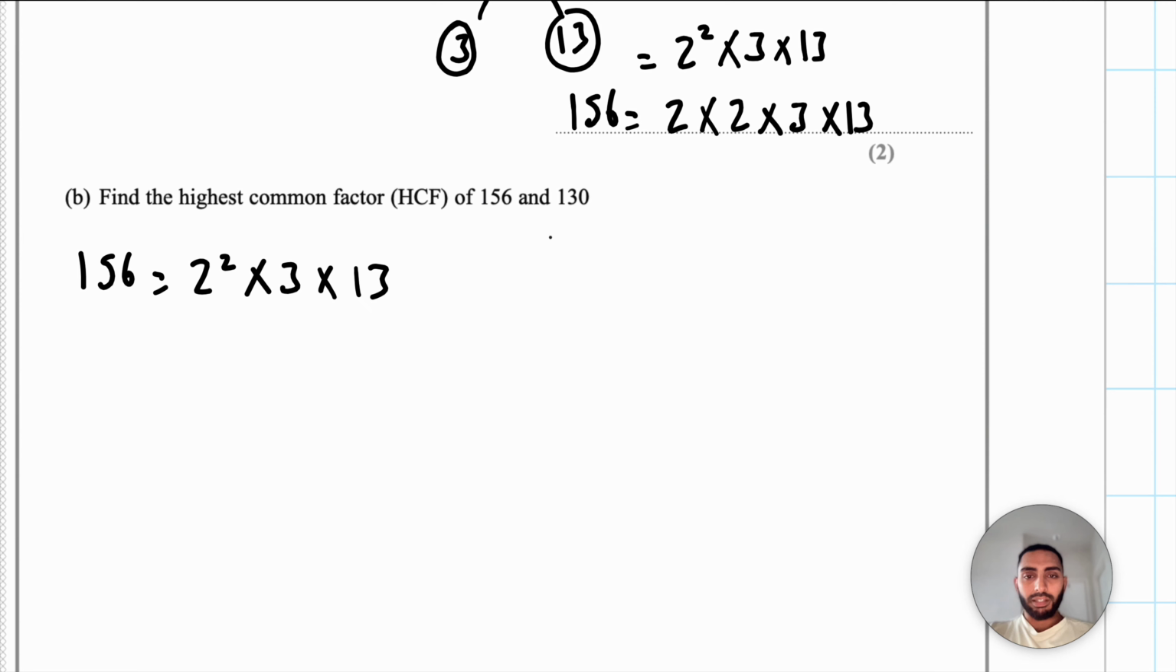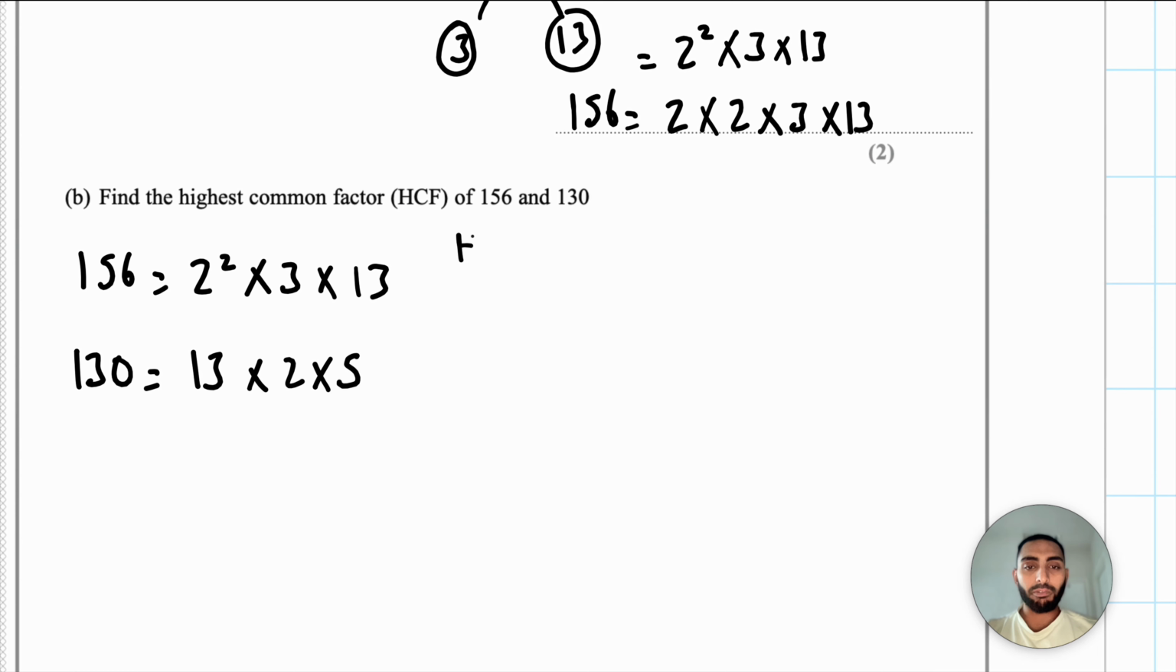And I can see there's a 13 here and there's a 13 here, so 13 will be a factor of 130. So 130 is equal to 13 times, and I do 130 divided by 13, I get 10, and 10 is made up of 2 times 5. I need to find the highest common factor here, which is the largest number that I could divide both of these by. I started off by writing the prime factors of both of these. I've written them in index form just to make it a little bit easier.